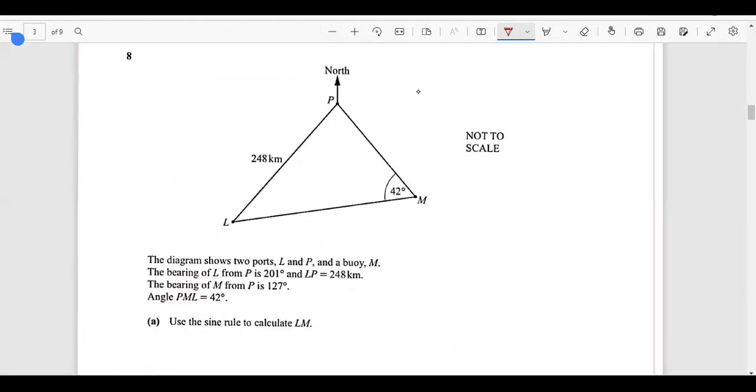Now it says the diagram shows two ports L and M and a buoy P. The bearing of L from P is 201. So from P, we talk about the angle from this side, and that is going to be 201. And LP is 248 kilometers. That is clear.